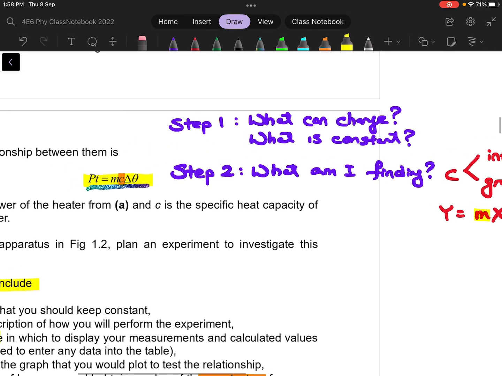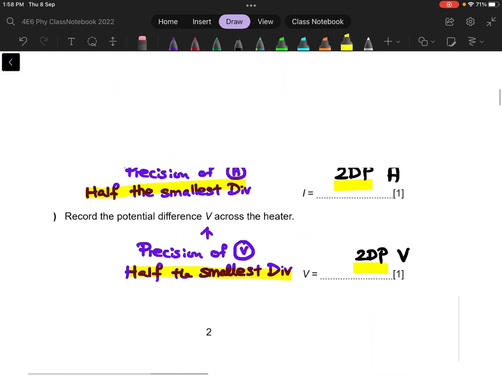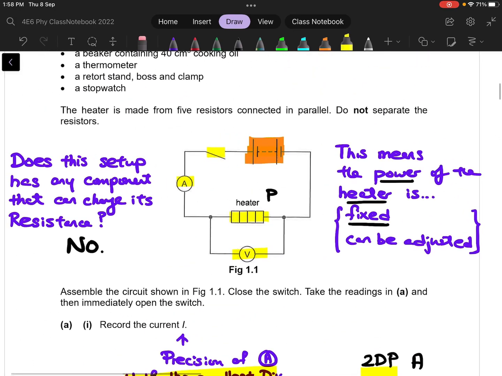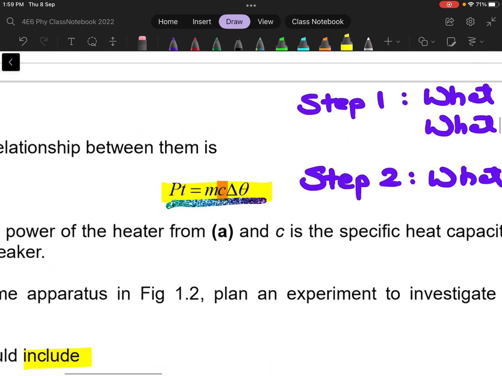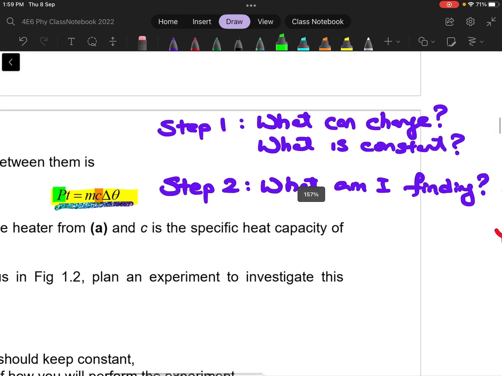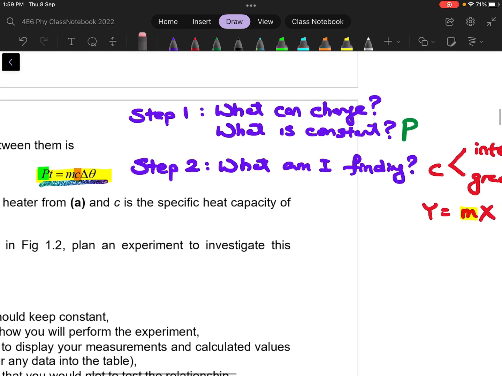Then let's go back to the first 2 questions. What are things that are constant? So earlier we said that if you look at the experiment over here, you can see that in our circuit, there's no way you can change its resistance, meaning that the power of the heater is going to be a constant. So immediately when you look at this equation, you should notice that, oh okay, my P here is going to be constant, right? I can't change it. So I'm going to put P there.